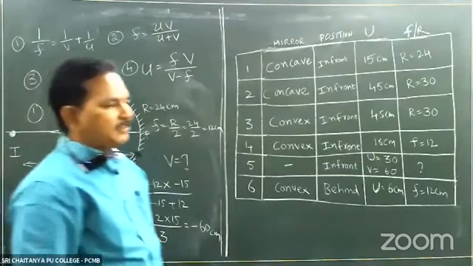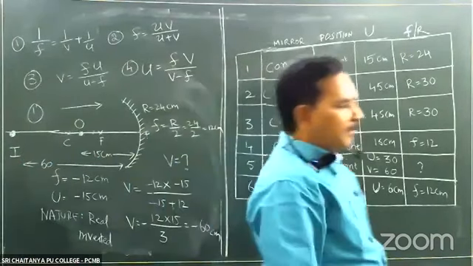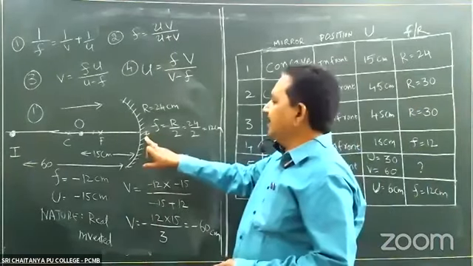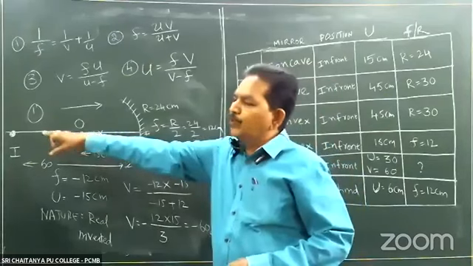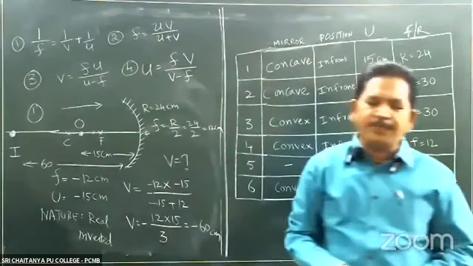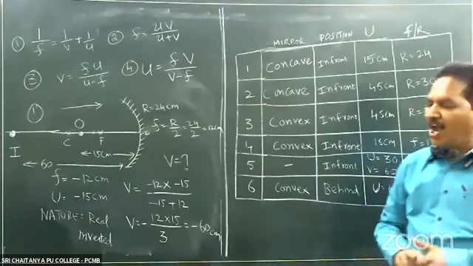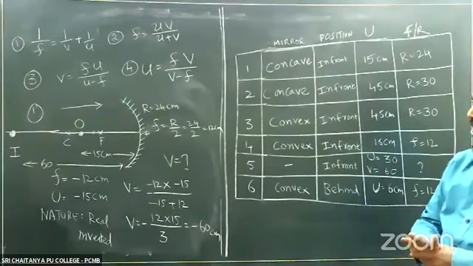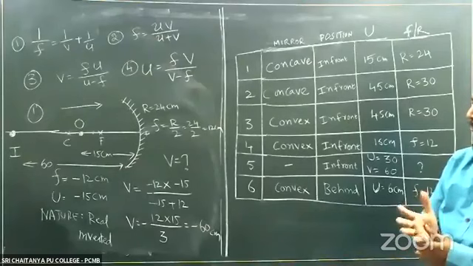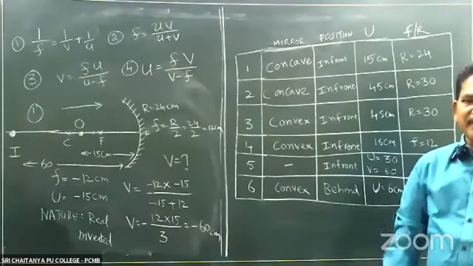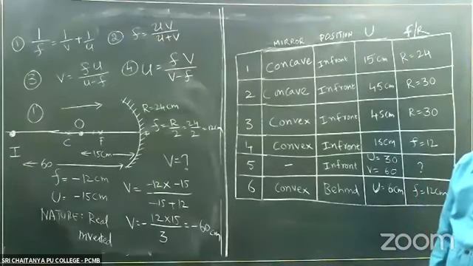What does that minus represent? Minus represents the image is formed here. This is the pole. So towards the left side of the pole. Pole is considered as the origin. So the position of the image is at a distance of 60 centimeters from the pole.